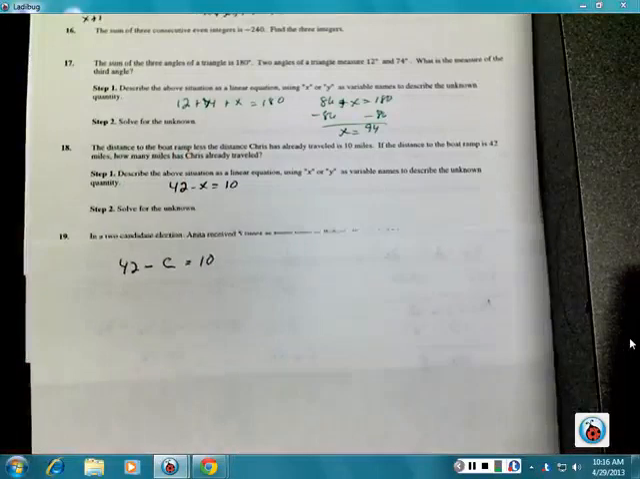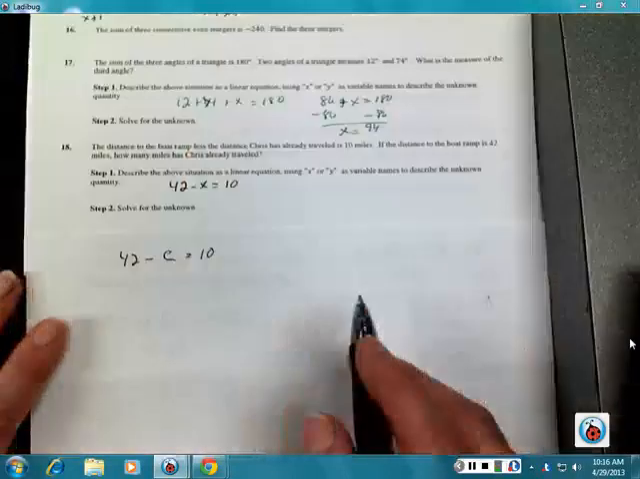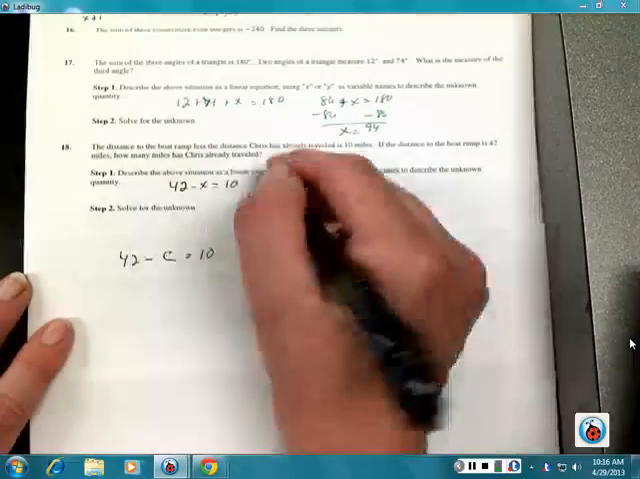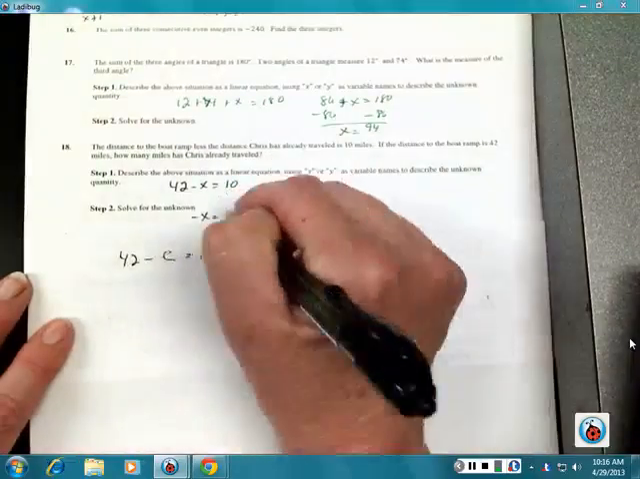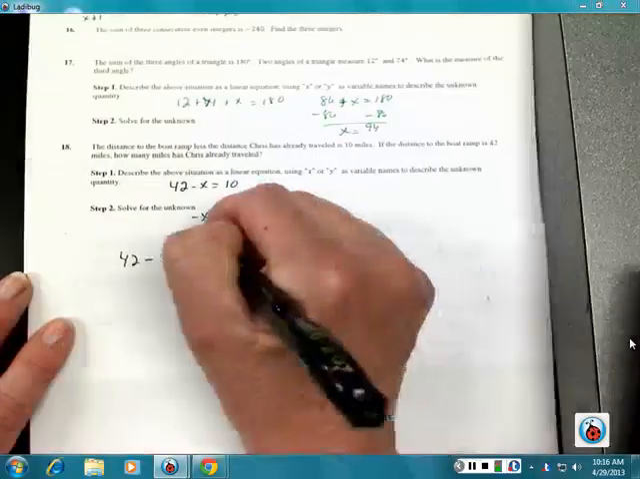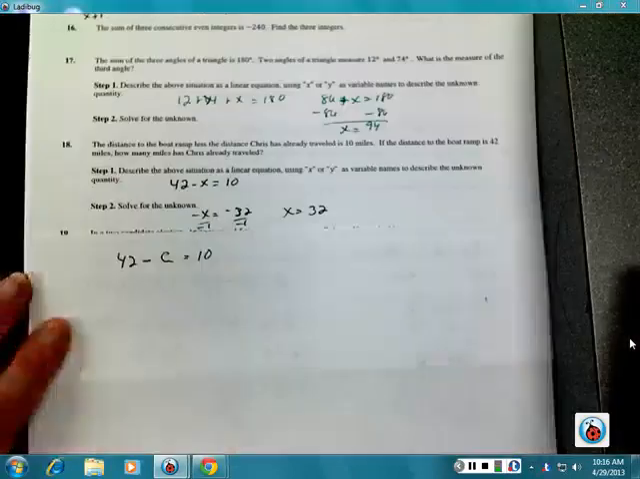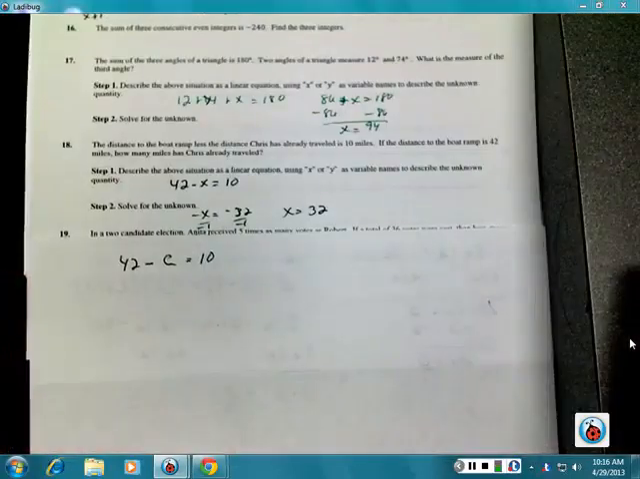And then 2 is to solve it. So minus 42 gives me a negative x is equal to a negative 32. Then divide by a negative 1 and find out that x is really equal to 32 miles. So Chris has already got the distance of 32 miles out of the way.